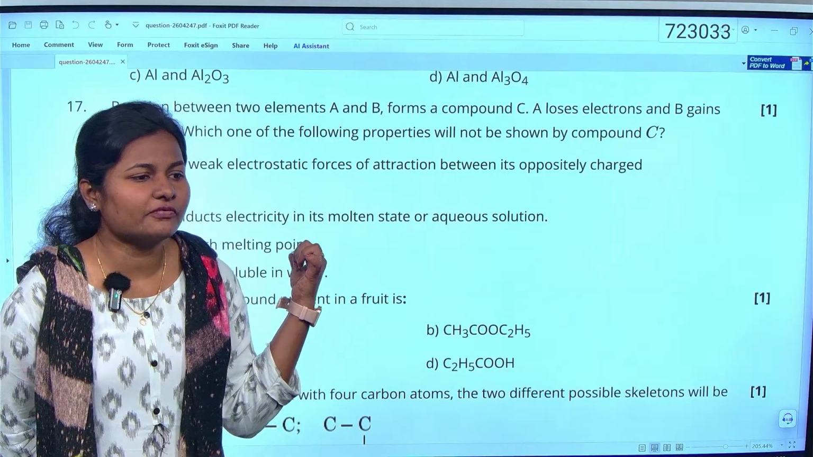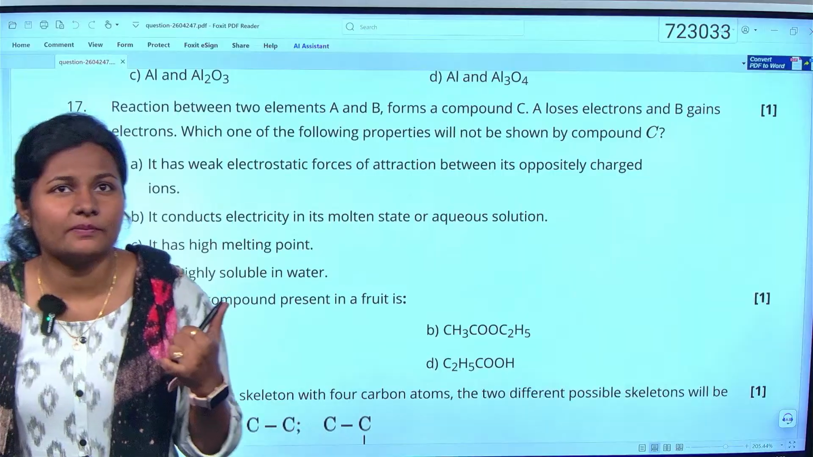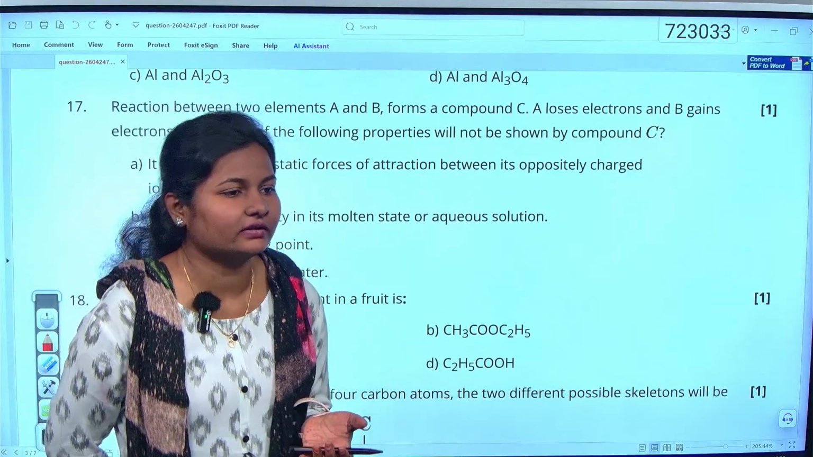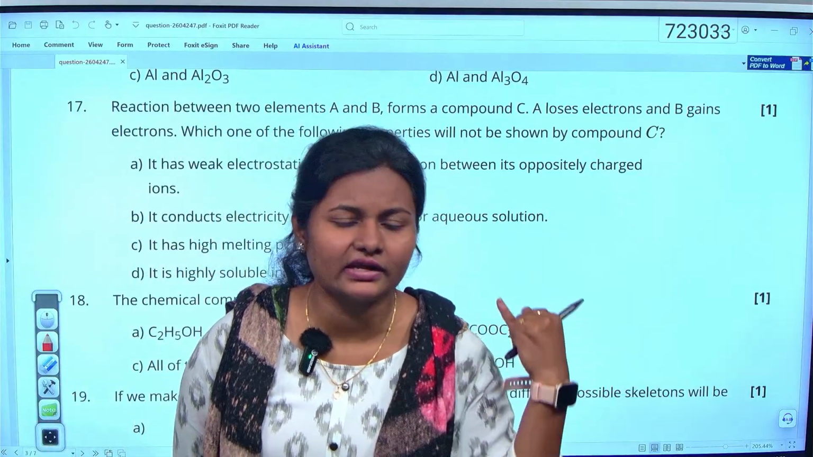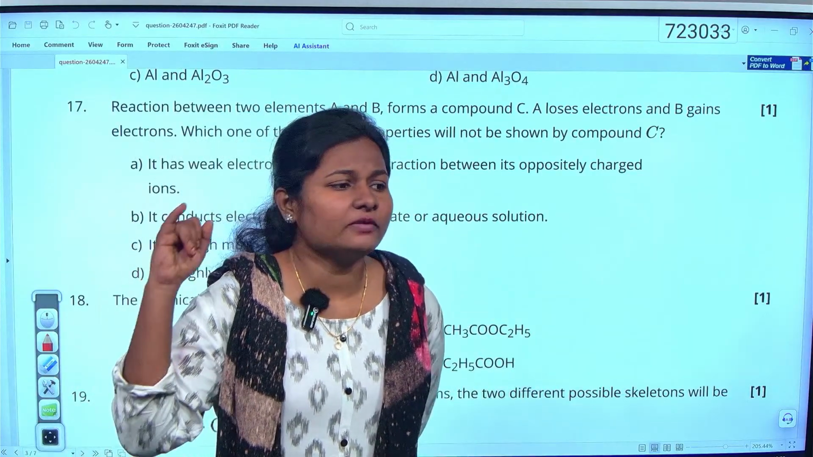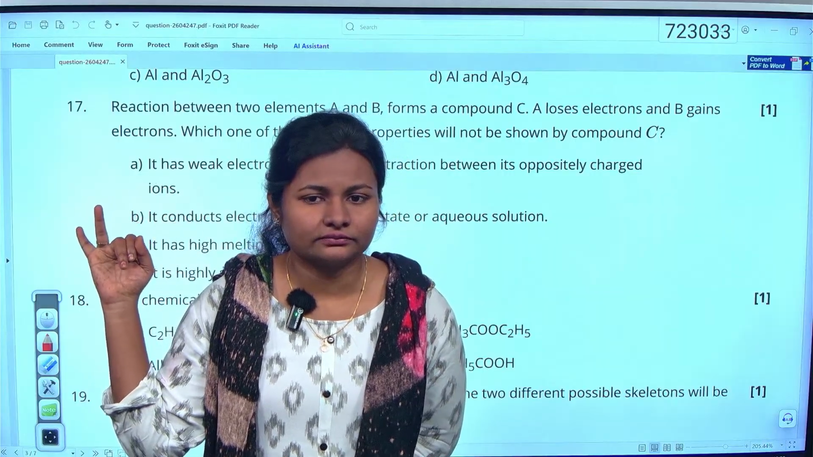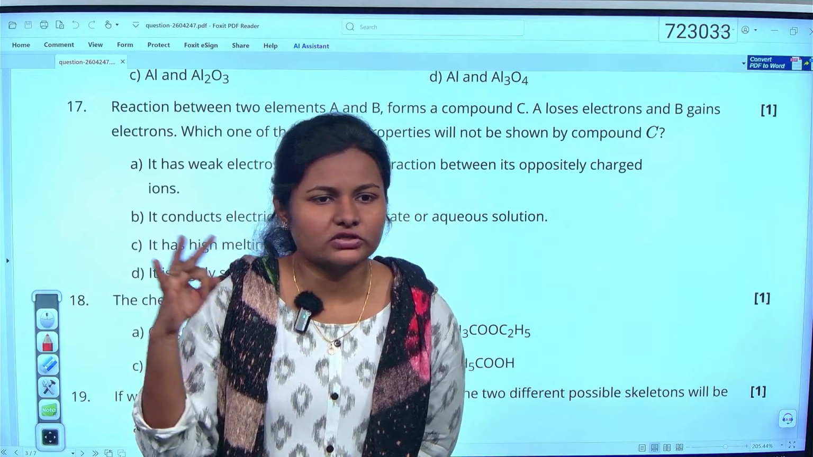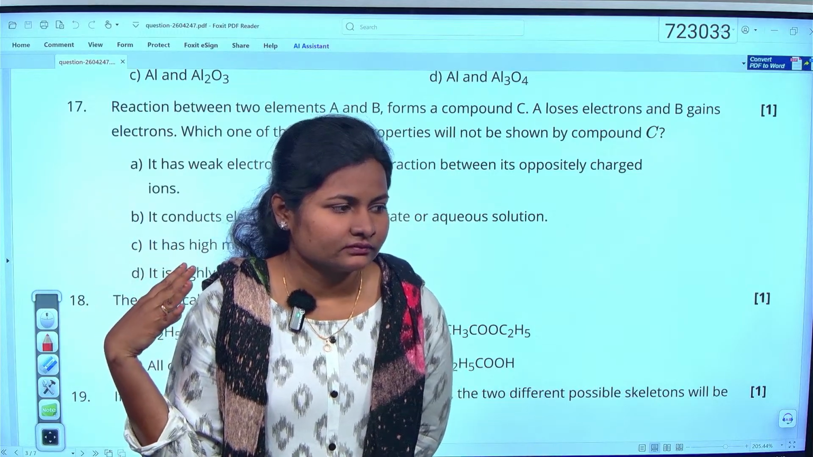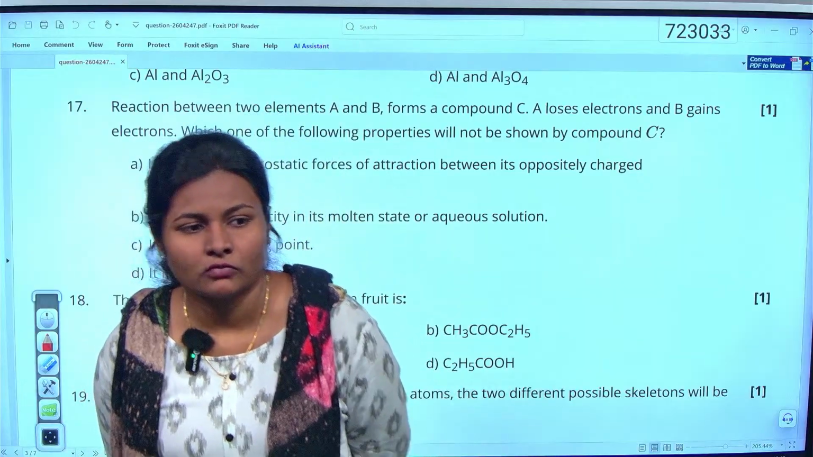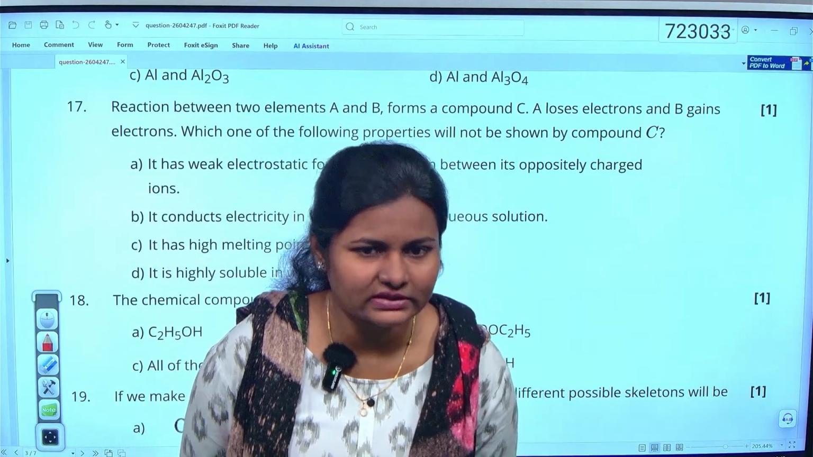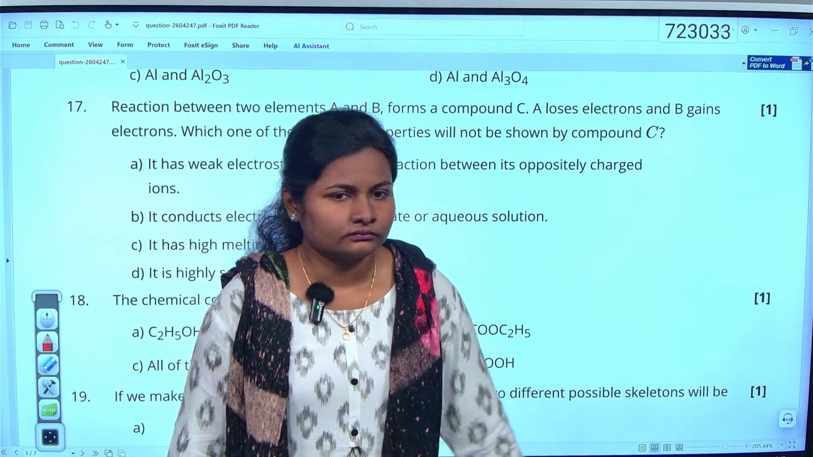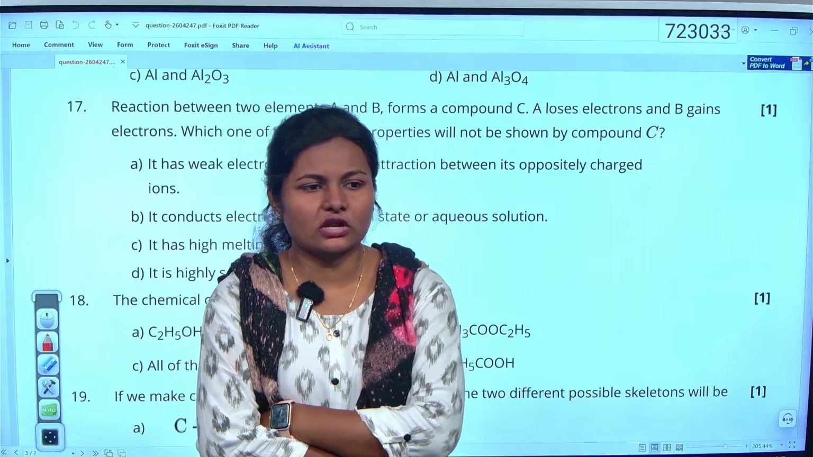So what type of compound is this? Ionic compound. What are the properties of ionic compounds? There are four properties, right? High melting and boiling point, solid, strong intermolecular force of attraction between positive and negative. Next, conduct electricity in molten state and aqueous state. It is soluble in water, polar solvents like water.